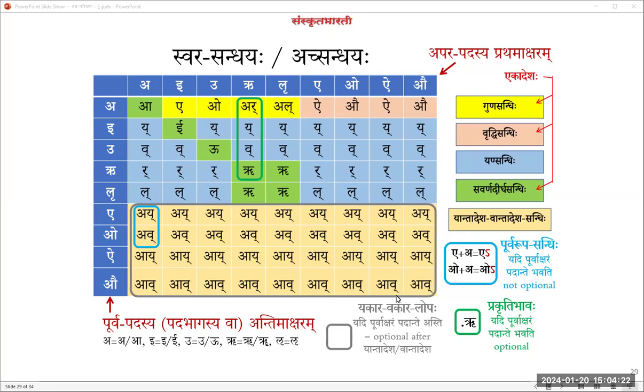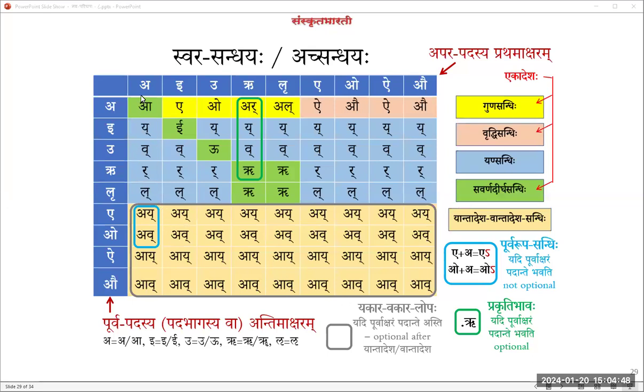This gray box they have added on top is the exception. Yakara, not exception, is an additional optional operation. I should not call it exception. Here it is an added prakriya on top of Yantadesha, Vantadesha called the Yalopa or Valopa or Yakara Vakara Lopa. Here, this one. Okay. So this is optional. This is optional after Yantadesha, Vantadesha.